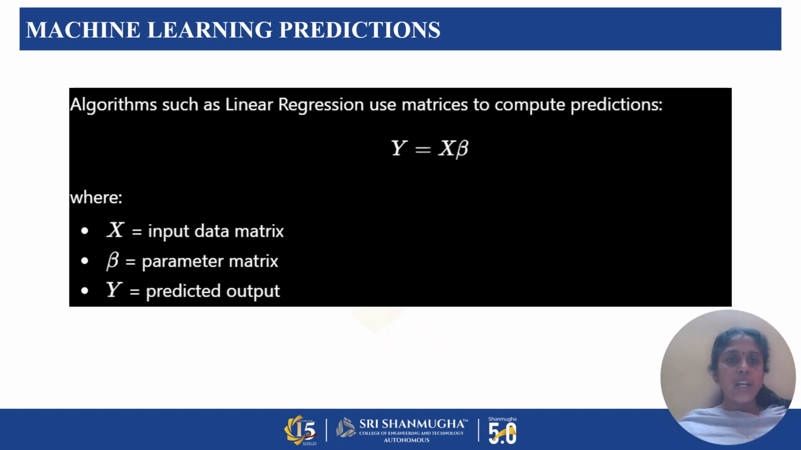Next comes machine learning predictions. Algorithms such as linear regression use matrices to compute the predictions y equal to x beta, where x is the input data matrix, beta is the parameter matrix, and y is the predicted output.